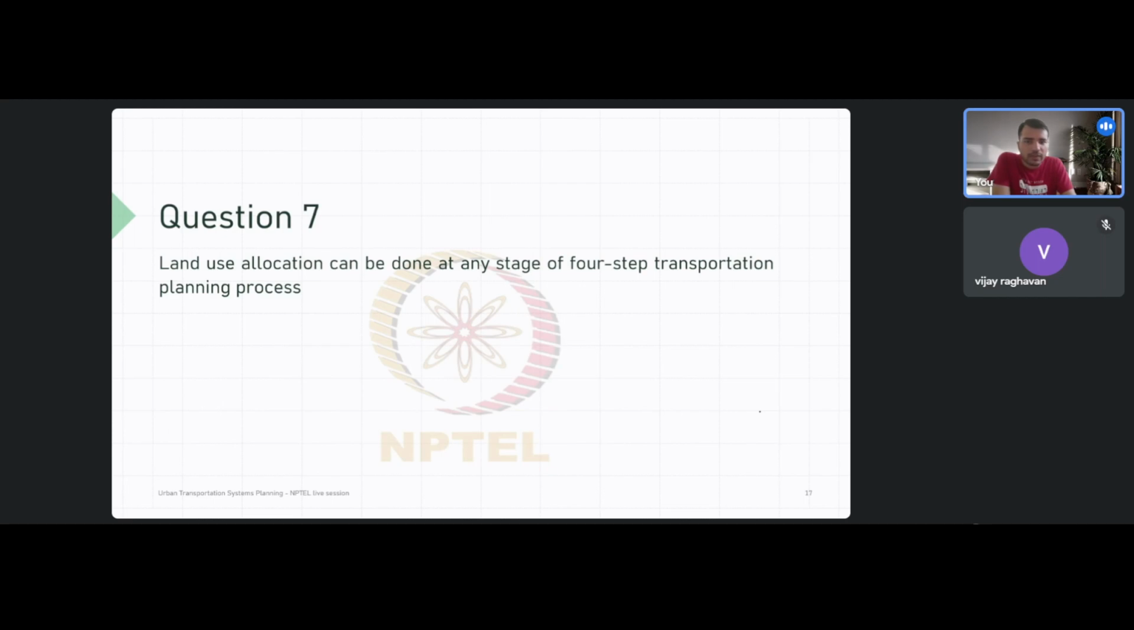Land use allocation can be done at any stage of the four-step transportation planning process. It's true and false. Can I have a response for question 7? We have discussed this.